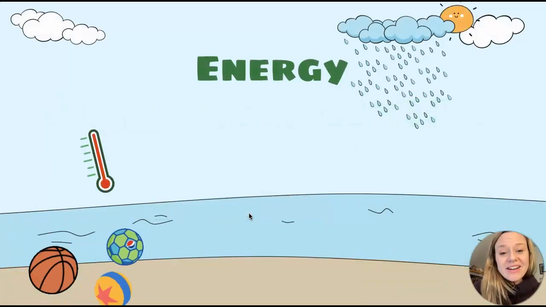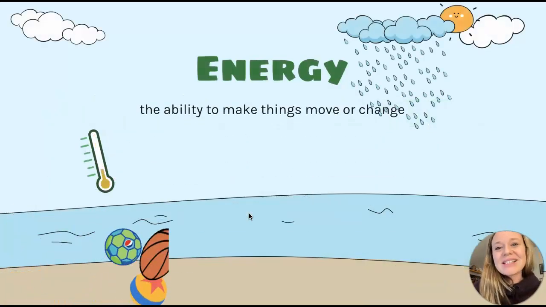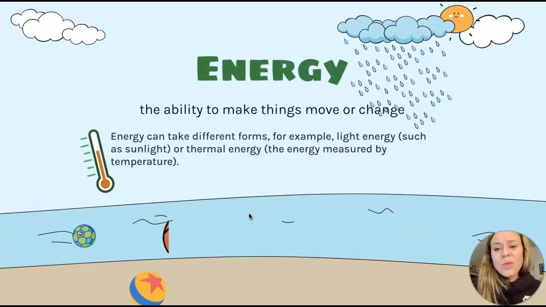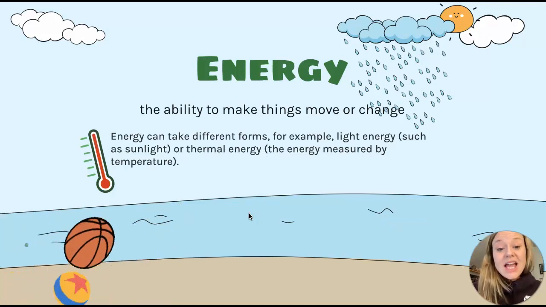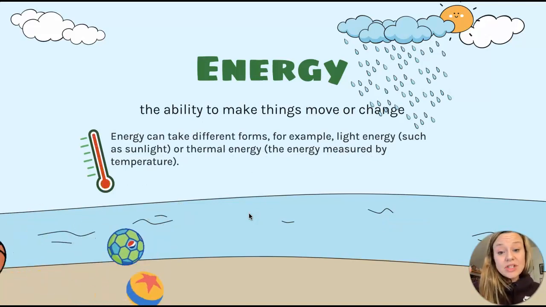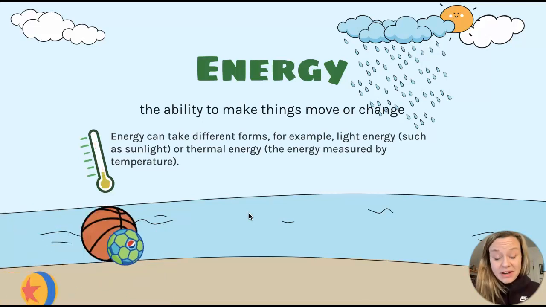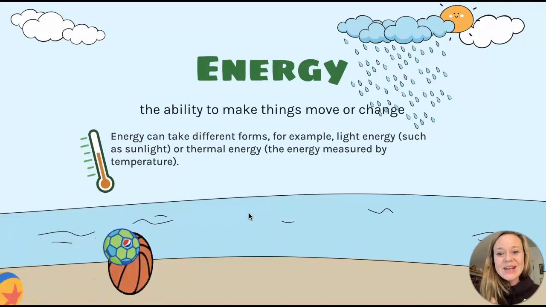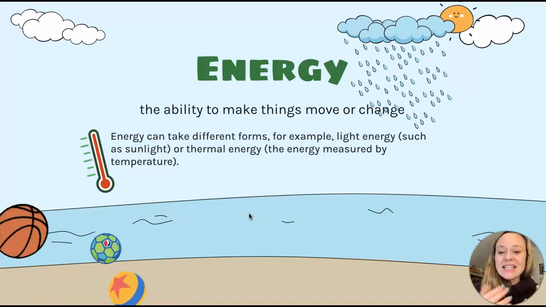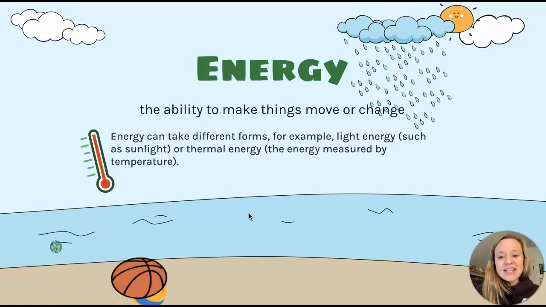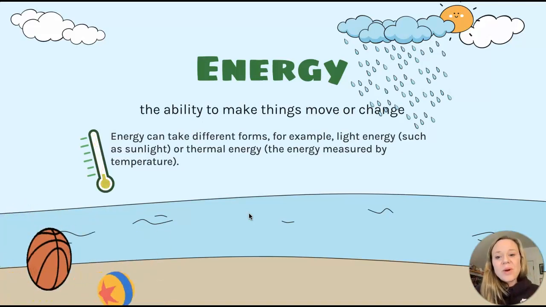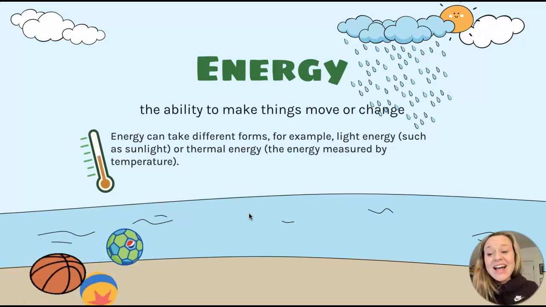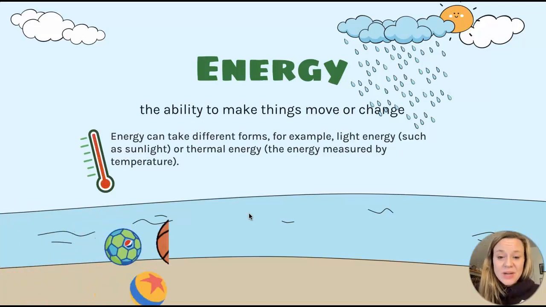So remember that energy is the ability to make things move or change. And some ways that energy can take on forms is through light energy, so we can think about the sun, and thermal energy, so temperature. We have been talking a lot about energy in this unit, and we know energy is super important, and we get energy from the sun both through light and heat, right? So thermal and light. And so it's really important that we continue to think about how energy is going to play a role in the temperature of a location.